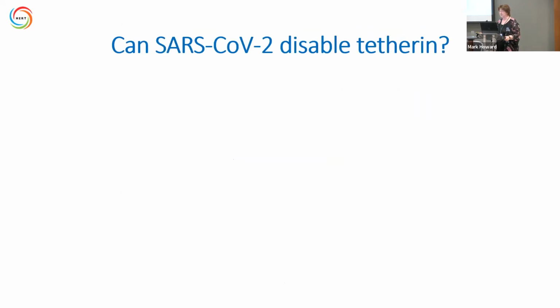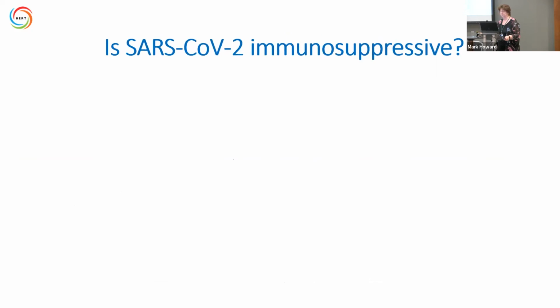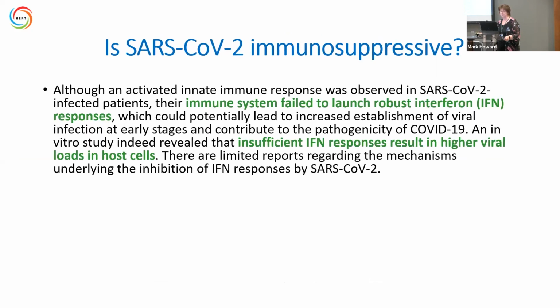Can it disable tetherin? Yes. So that aids the release of SARS-CoV-2 from cells and enhances viral spread. Loss of tetherin from the cells caused an increase in viral titers. Is it immunosuppressive? Yes, it is. The immune system failed to launch robust interferon responses, and insufficient interferon resulted in higher viral loads in host cells.